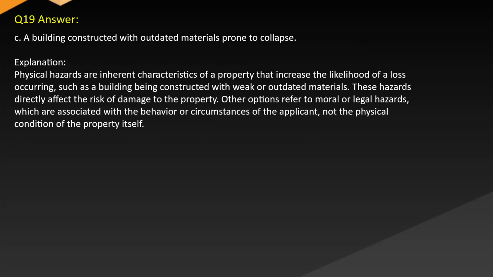Answer: C. A building constructed with outdated materials prone to collapse. Explanation: Physical hazards are inherent characteristics of a property that increase the likelihood of a loss occurring, such as a building being constructed with weak or outdated materials. These hazards directly affect the risk of damage to the property. Other options refer to moral or legal hazards, which are associated with the behavior or circumstances of the applicant, not the physical condition of the property itself.